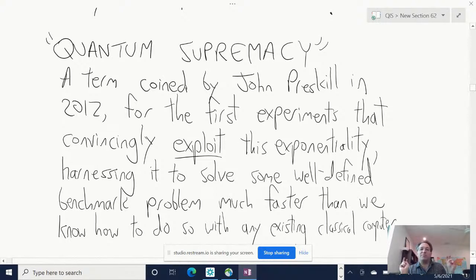And this is what's called quantum supremacy. Now, this is a term that was coined by the physicist John Preskill in 2012. Not everyone likes the term, but it's sort of stuck, so I will use it in this talk. And what Preskill was referring to was just the first actual experiments that would convincingly exploit this exponentiality in amplitudes that is inherent to quantum mechanics in order to actually solve some well-defined computational problem, some benchmark problem, and actually solve it much faster than we know how to solve the same problem with any existing classical computer.